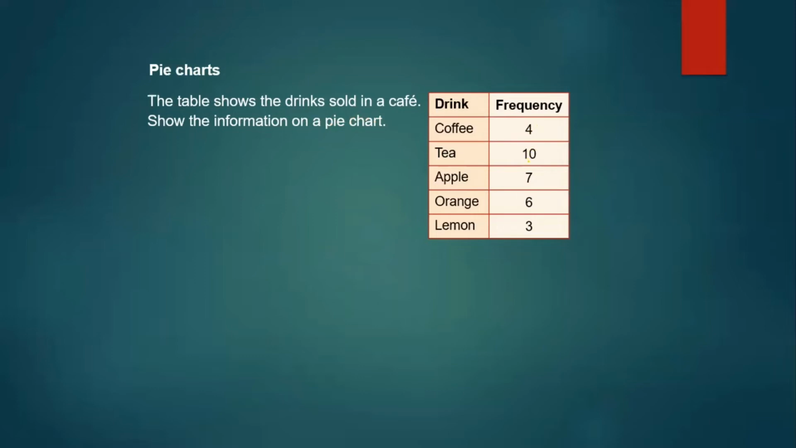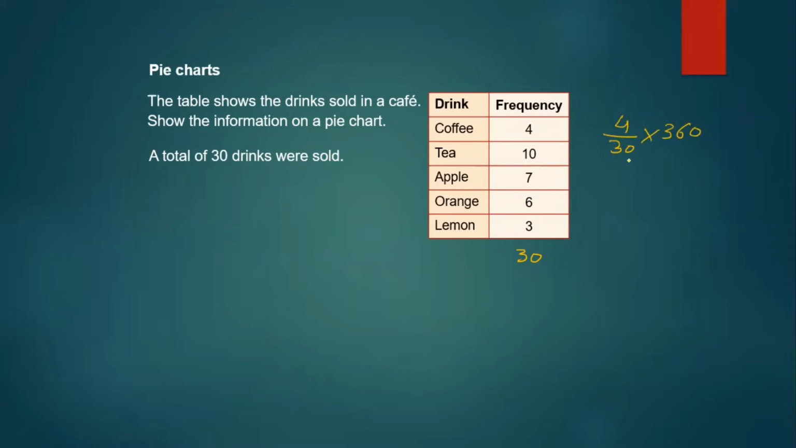The total of this is 10 plus 4, 14. 14 plus 7 is 21. 21 plus 6 is 27. And 27 plus 3 is 30. So this 30 done. After that, how do we calculate the sector angle? So first one, it is coffee, the frequency is 4. So 4 upon total multiplied by 360.